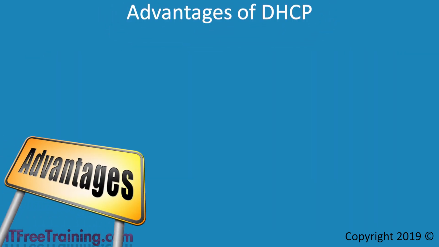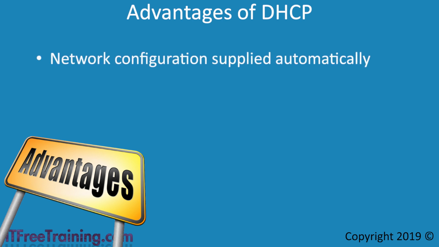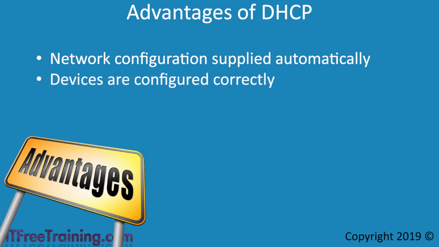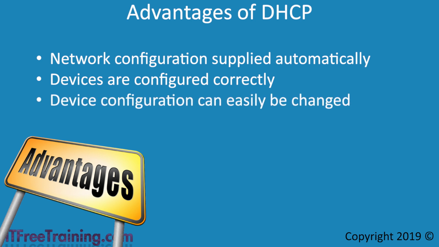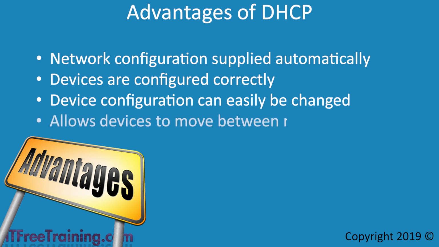There are a lot of advantages of DHCP over manual configuration. These include network configuration being able to be supplied automatically. Using automatic configuration, devices on the network are always configured correctly, assuming the DHCP server is configured correctly. The next advantage is that configuration of devices on the network can easily and centrally be changed. If, for example, the IP address of a DNS server were to change, it is a simple matter to change the configuration on the DHCP server to reflect this. After the change is made, given enough time, the DHCP server will update all the devices on the network with the new configuration.